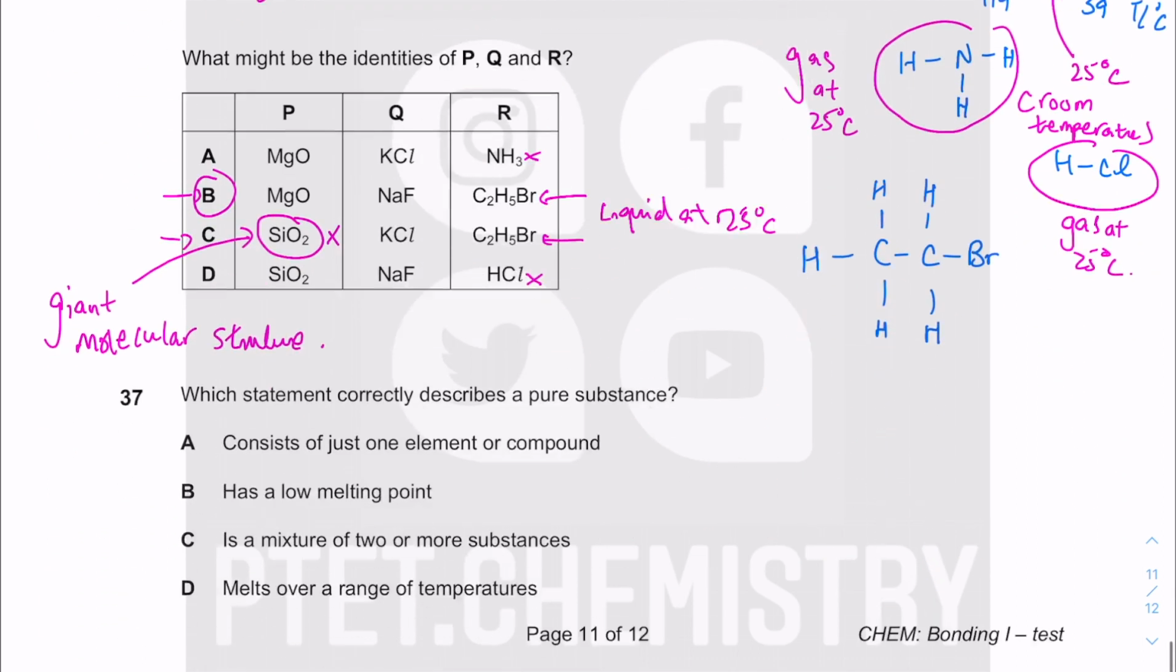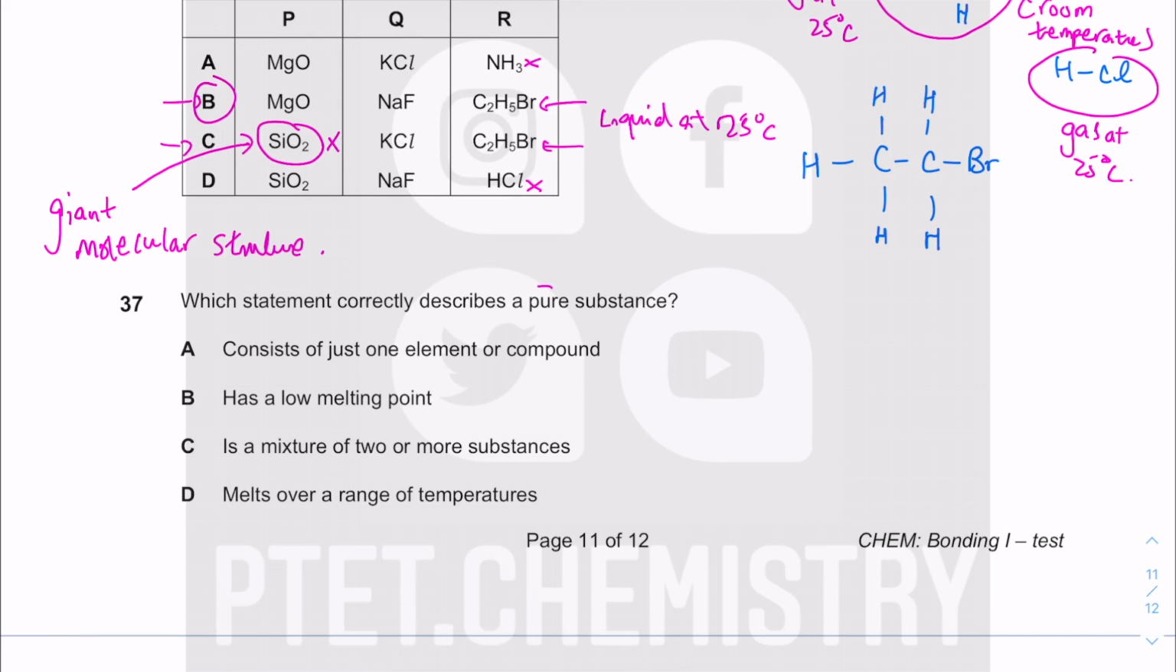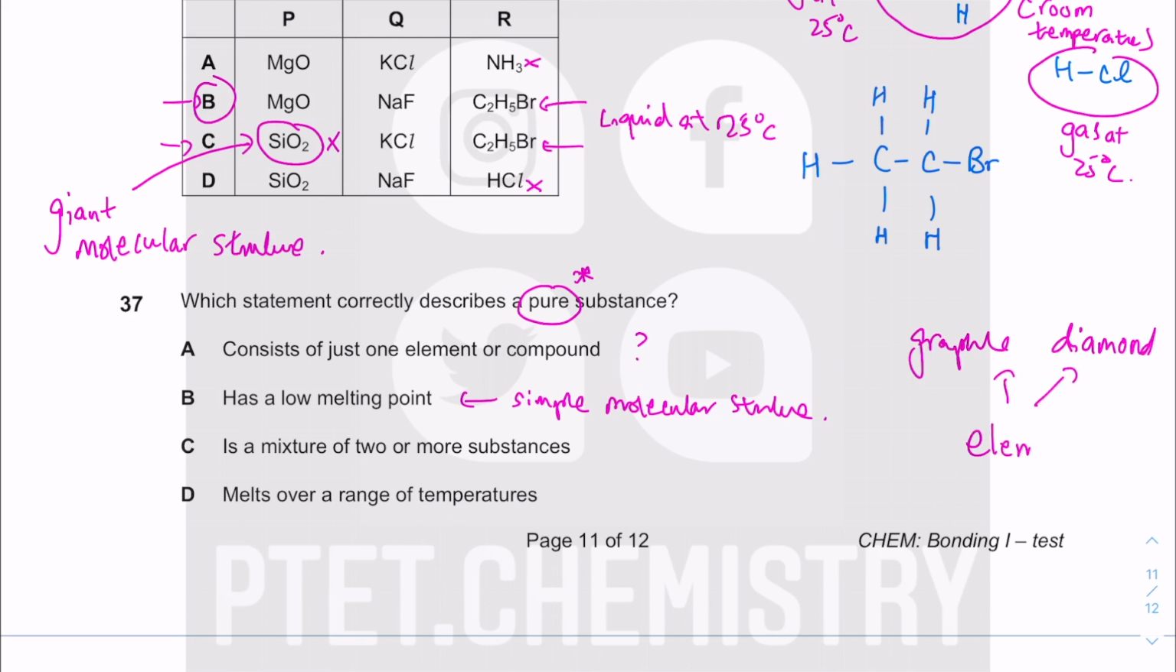Alright, that is 7. Which one is a pure substance? So it consists of just one elemental compound, maybe. Has a low melting point, that indicates it's a simple molecular structure, but it does not tell you whether it's pure or not, because you could have graphite, you could have diamond. Those are pure because those are elements, right? Different forms of the same element, which are called allotropes. They are different forms of the same element, but they are pure, because they consist of only one type of atom. So low melting point is definitely not correct.